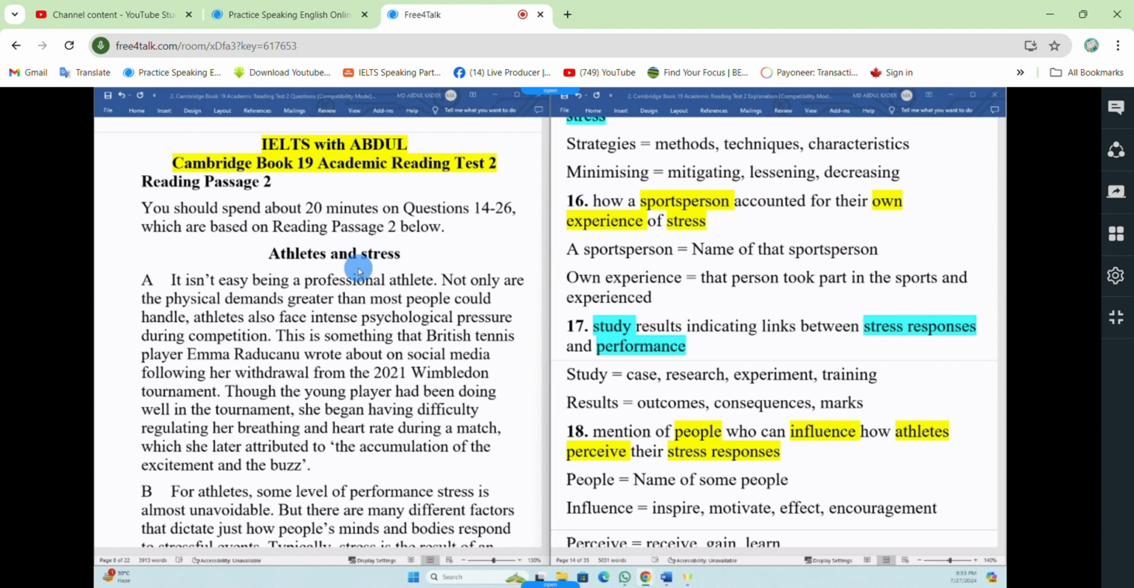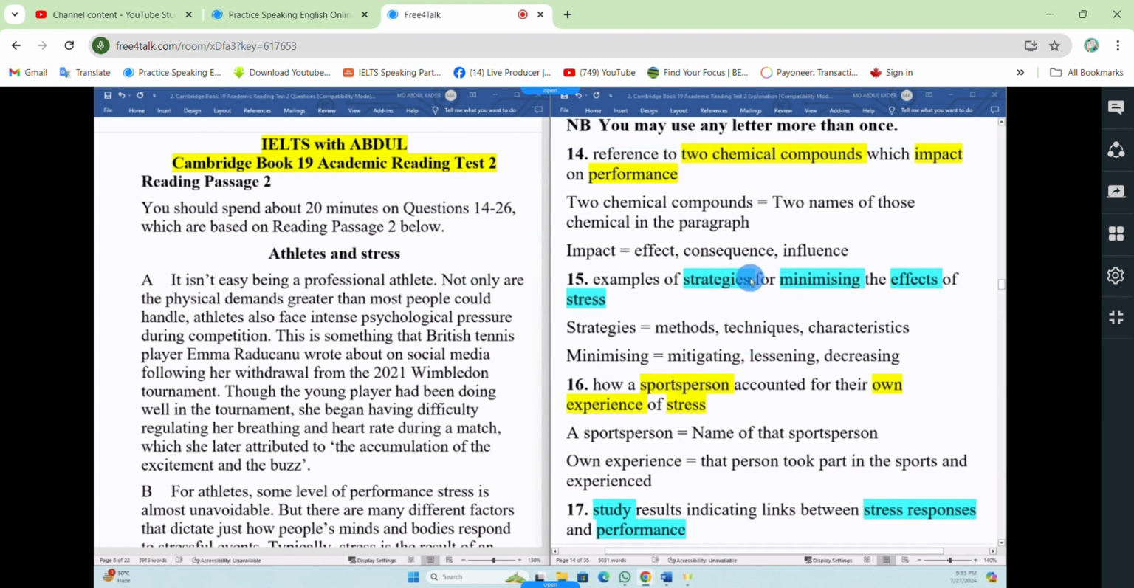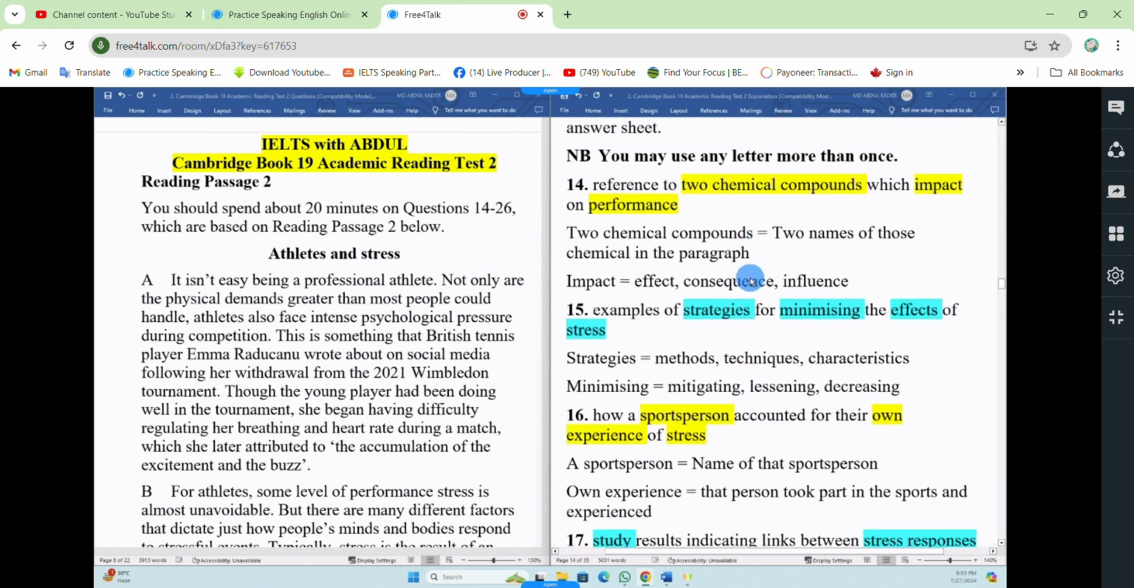So now I would like to start reading. Let's read our first paragraph, paragraph A. It isn't easy being a professional athlete. So yes, to become a professional athlete is not a big deal, right? Not only are the physical demands greater than most people could handle, athletes also face intense psychological pressure during competition.